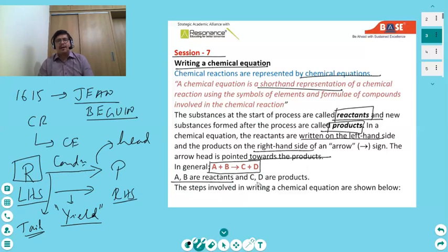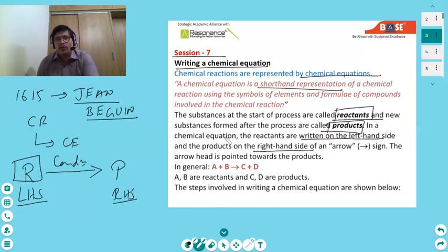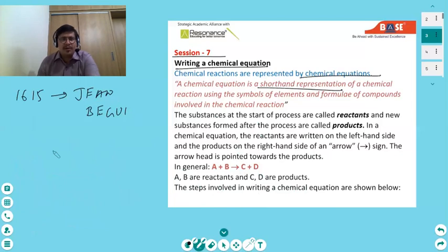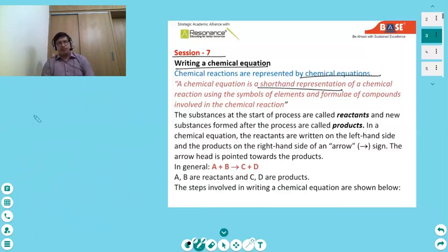So A and B are reactants and C and D are your products, and the steps involved in writing a chemical equation are coming next. Before that, I want to give you some extra content so that you understand chemical reactions in a better form. I have divided this part into 4 sequences. First, I'm going to talk about movement, and the arrow basically.